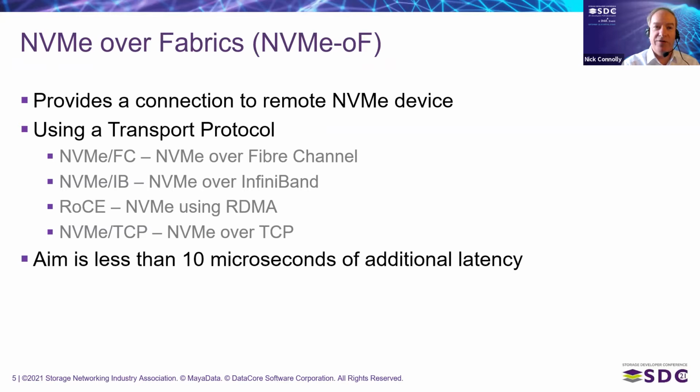NVMe over Fabrics extends that connection to a remote NVMe device over a transport protocol. The aim is to deliver near local performance with a target of less than about 10 microseconds of additional latency. At the moment, the main transports include InfiniBand, RDMA, Fiber Channel, which can run over existing infrastructure, and TCP.